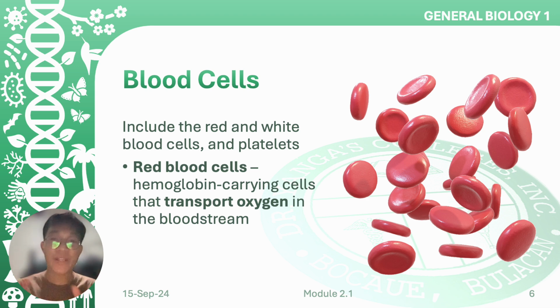Okay, so the reason why the red blood cells have that kind of biconcave shape is due to two reasons. One is for the smooth flow of the blood cells throughout the bloodstream, and second, for it to carry enough oxygen inside its biconcave structure. Okay?